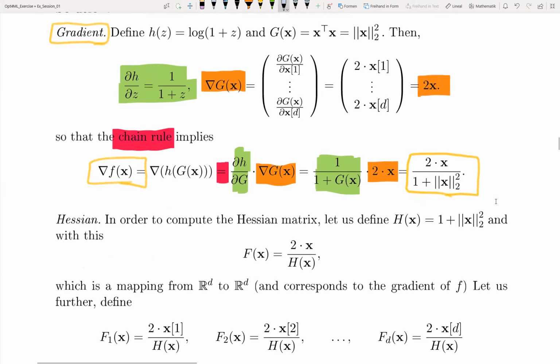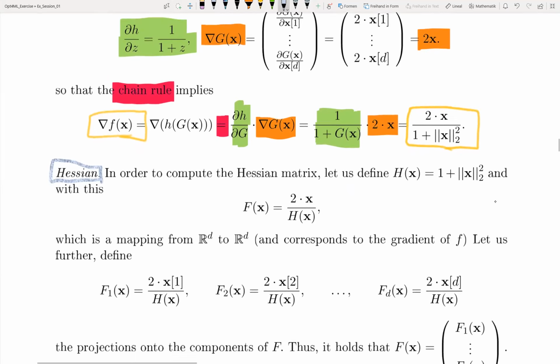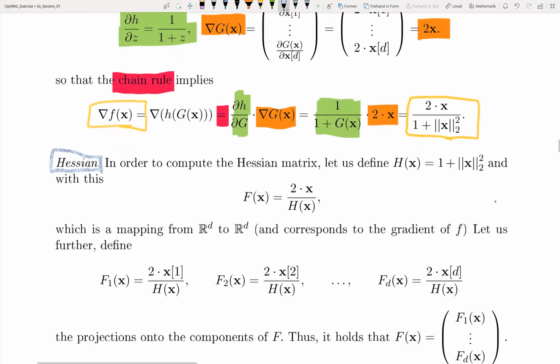All right, what about the Hessian matrix? Now we want to compute the Hessian matrix. We again refer to the gradient as this capitalized F function to make things notationally simpler. And we also refer to the function in the denominator as the function h of x, so 1 plus the norm. So again, this here is a mapping from R^d to R, right?